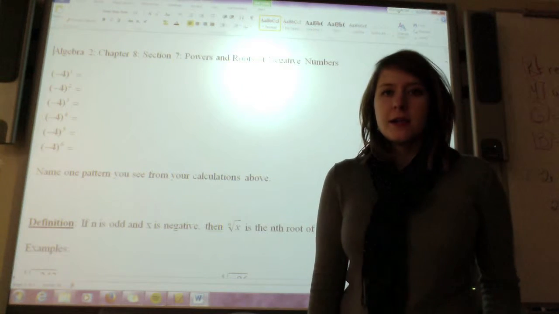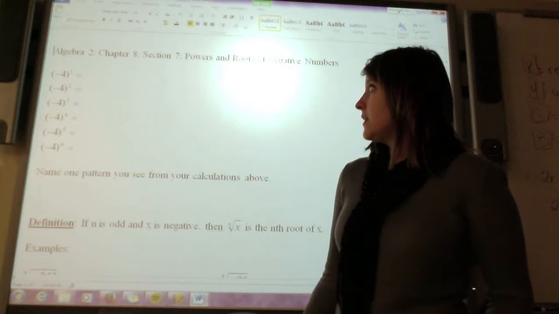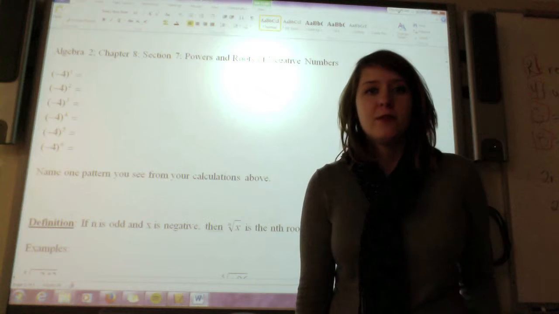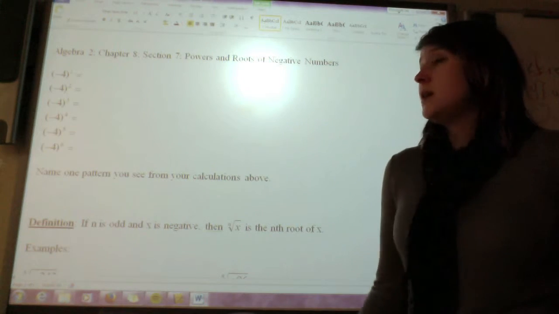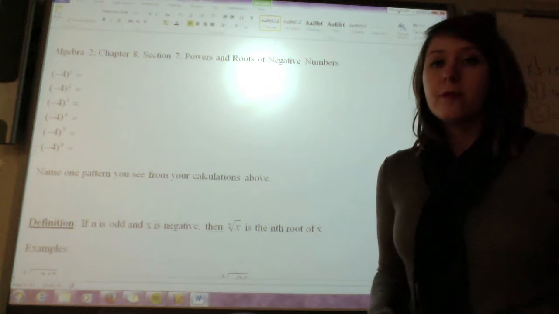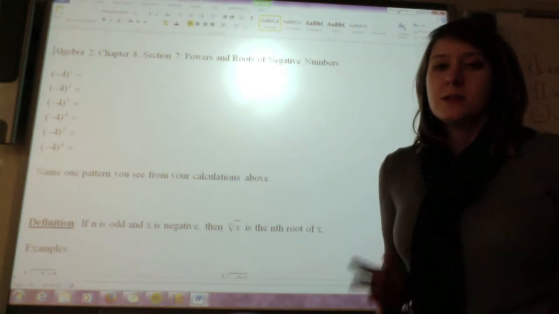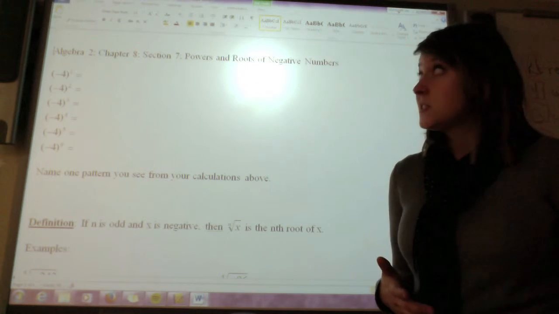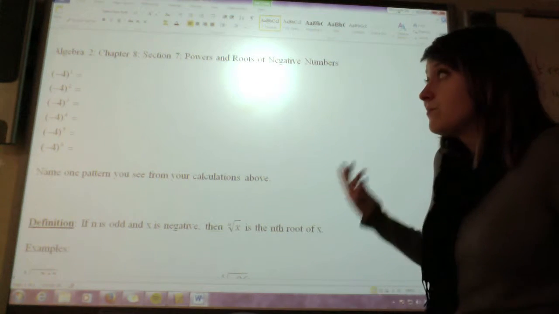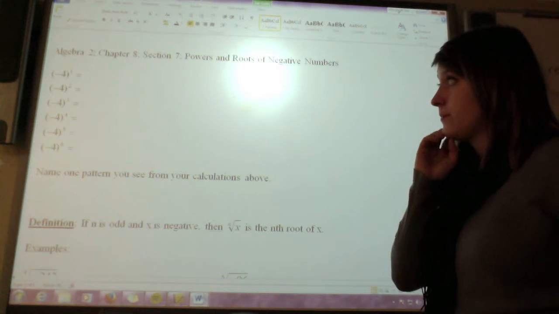Hey guys, alright, today we're going to do Advanced Algebra Chapter 8, Section 7, which is called Powers and Roots of Negative Numbers. So we've already talked about negative numbers before when we're talking about exponents. So again, this is just a continuation of Section 7, which you guys all thought was pretty easy, so this shouldn't be too bad.